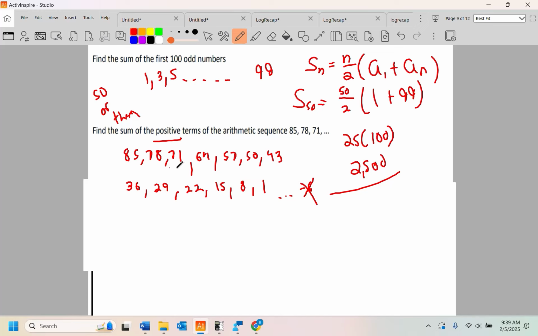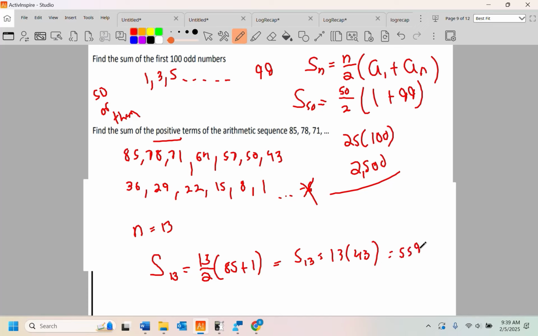So we have 13 things. Let's count that again: 3, 6, 7, 10, 13. So there are 13 items, and we're going to find the sum of 13 things. It'll be 13 over 2. First term is 85, last term is 1, so we'll have 86. Half of 86 is 43. That'd be 430 plus 120 plus 9, which should be 559. So I think that's it.